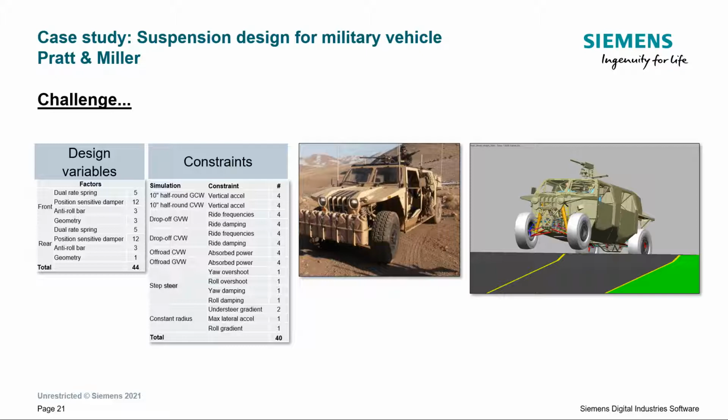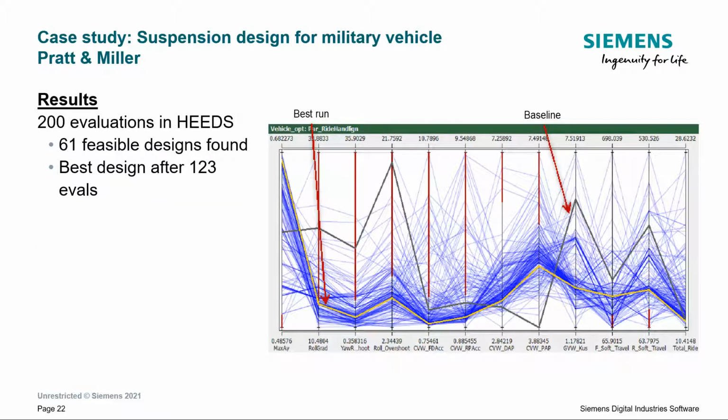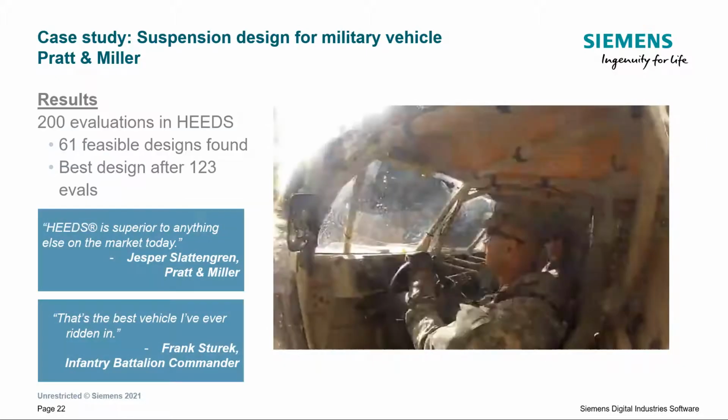They built a validated car model of the vehicle, and to find a suitable design, they used response surface methods, but after 12 weeks, they couldn't find a single feasible design. They switched over to using HEEDS, and within the first 200 evaluations, they discovered 61 feasible designs and identified the optimal design after 123 evaluations. Here is what that vehicle looks like.